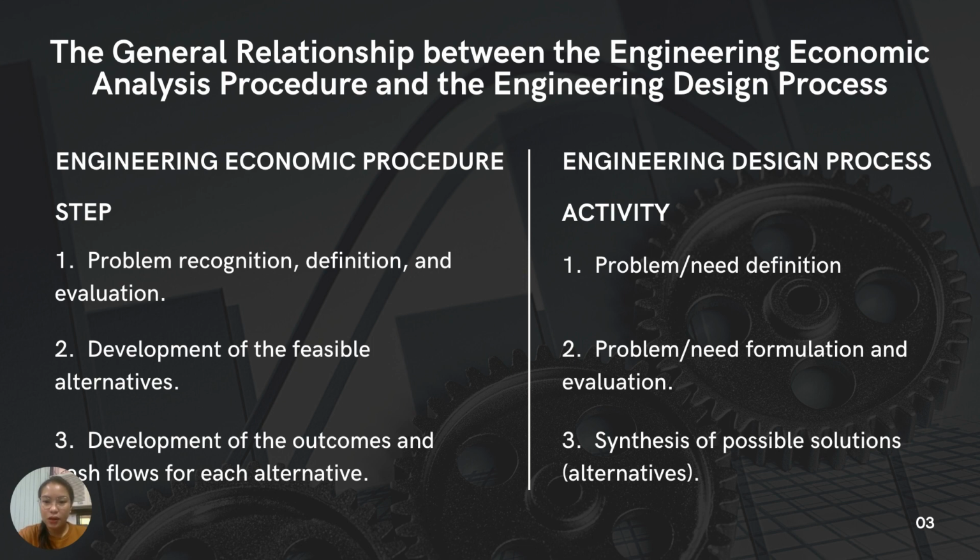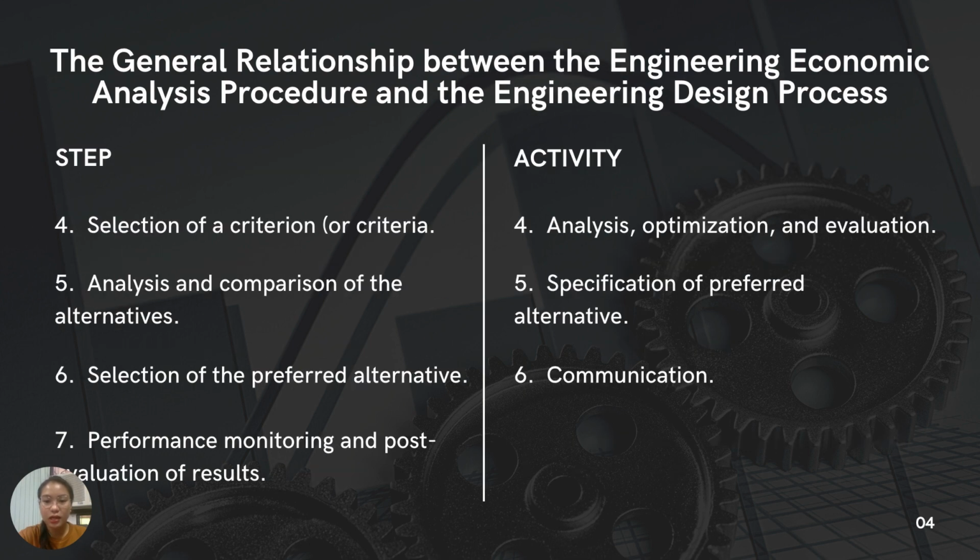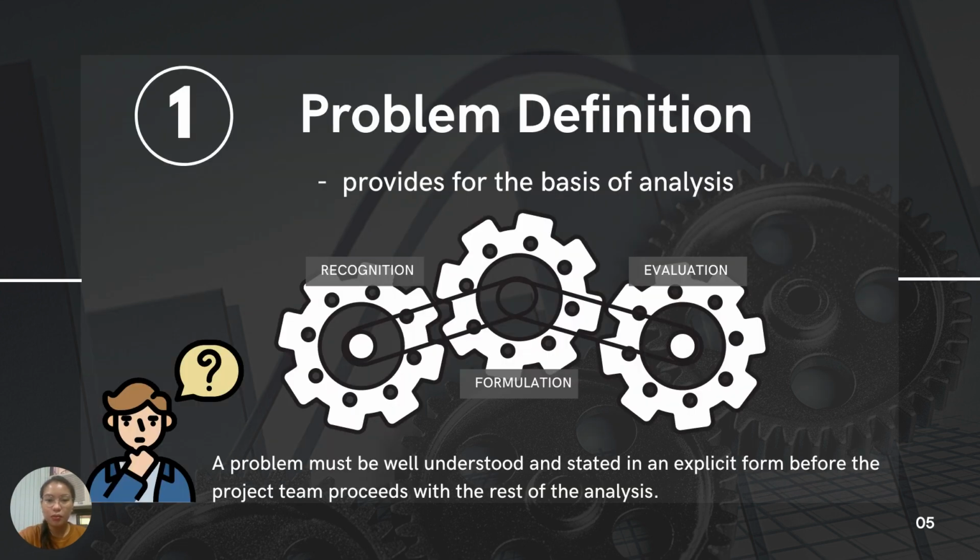So let's identify this first. Sa procedure, actually this is the procedure, ang steps niya is 7 and ang process activity niya, design process activity niya is 6 tanan. Okay, so first, the problem definition. Okay, so the first step of the engineering economic analysis procedure is the problem definition. And this is actually the most important, since it provides the basis for the rest of the analysis.